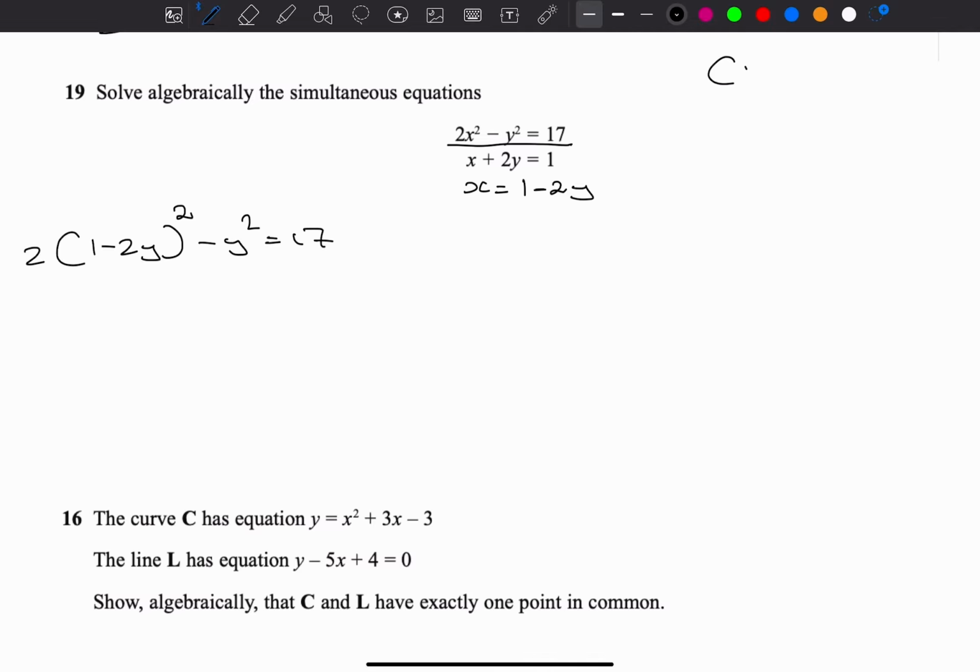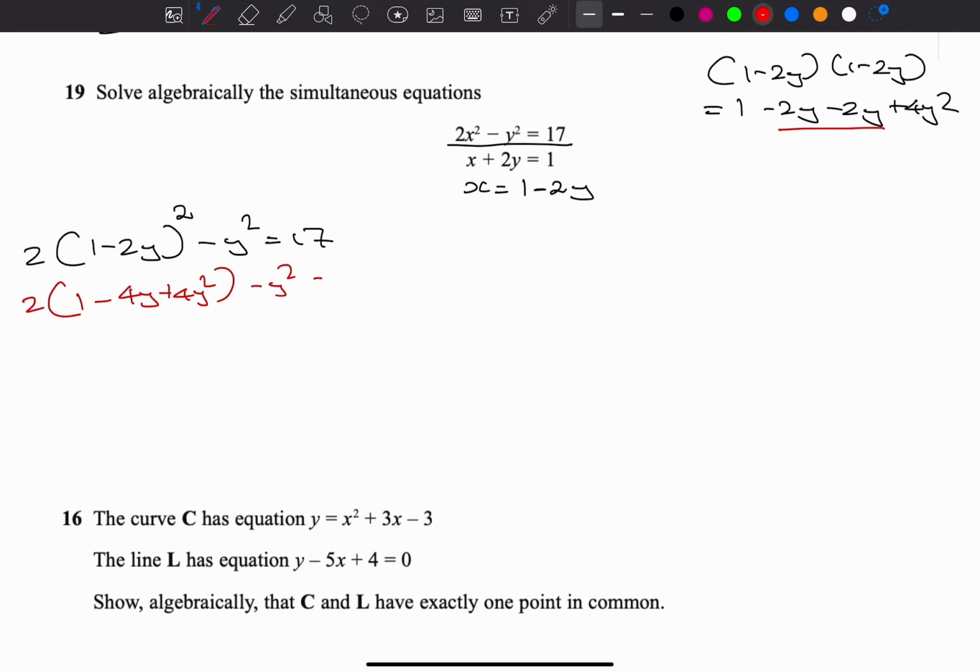So what is 1 minus 2y? Let's see, 1 minus 2y, 1 minus 2y squared. So like that: 1 minus 2y minus 2y plus 4y squared. That is realistically 2 bracket 1 minus 4y plus 4y squared, minus y squared equals, sorry, bring it in actually, minus 17 then, isn't it? Equals 0. Times it by 2 is 2 minus 8y plus 8y squared minus y squared minus 17 equals 0.